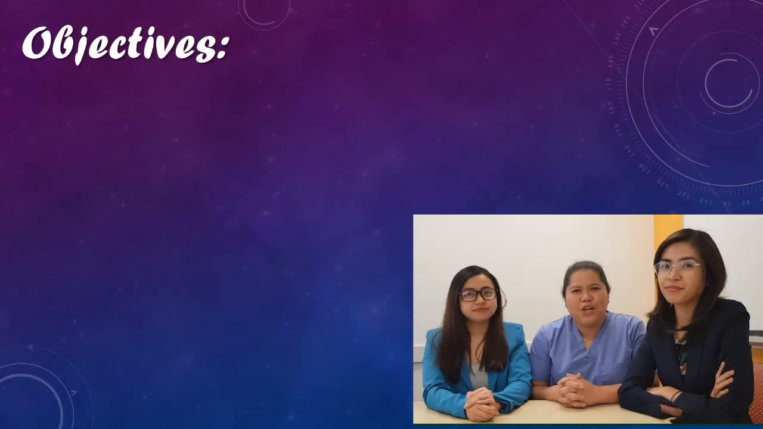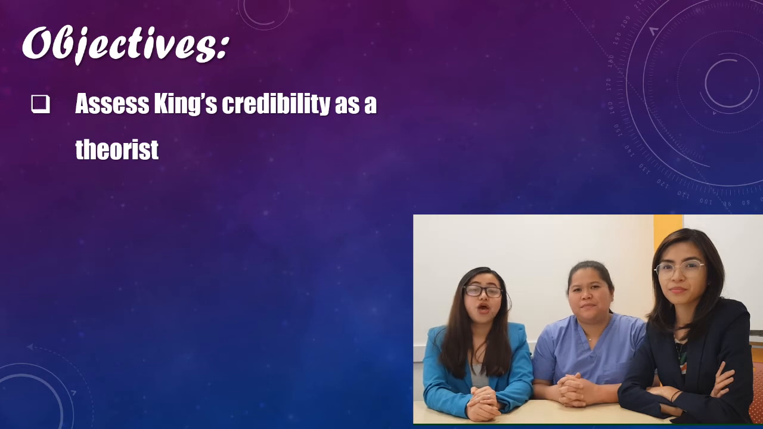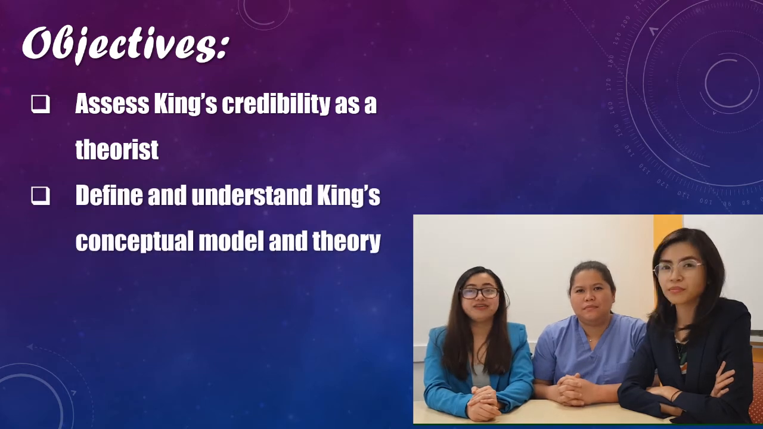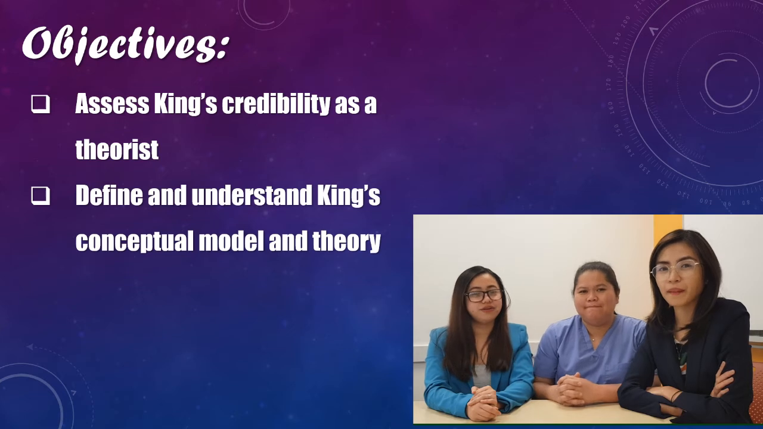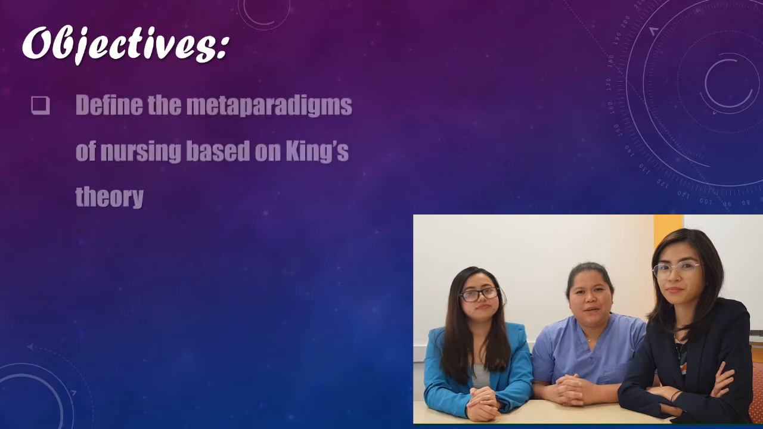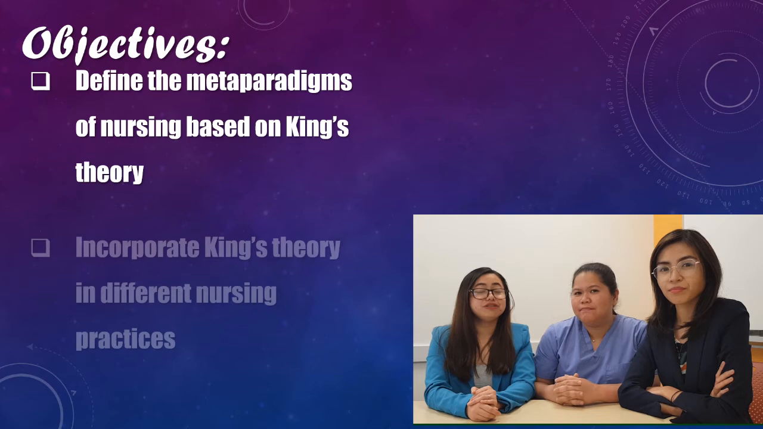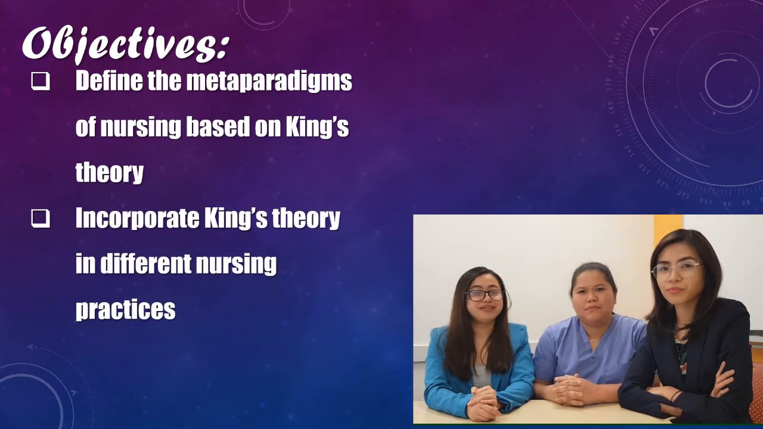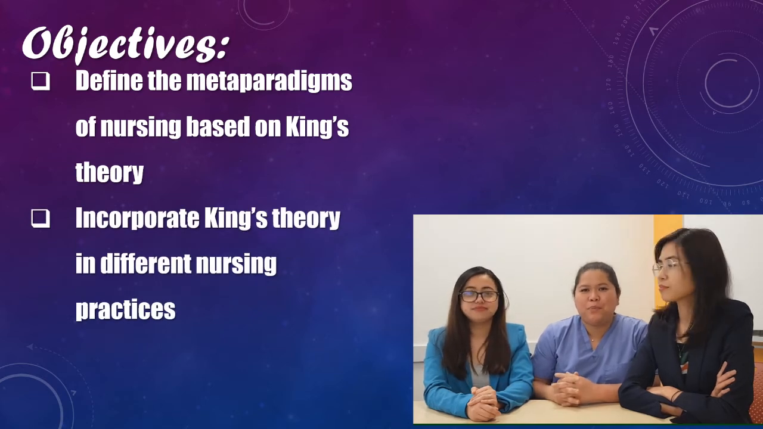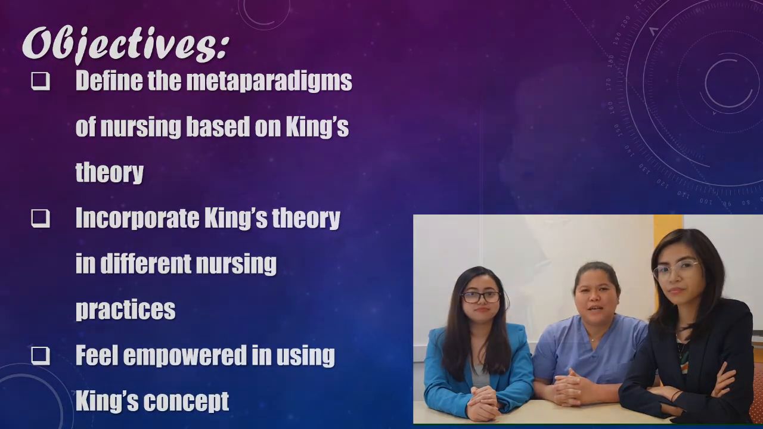After this session, you will be able to assess King's credibility as a theorist. You will be able to define and understand King's conceptual model and theory. Also, you will be able to distinguish the personal, interpersonal, and social systems. And you can define the meta-paradigms of nursing based on King's theory. You will be able to incorporate King's theory in different nursing practices. But most importantly, you will be able to feel empowered in using King's concepts.